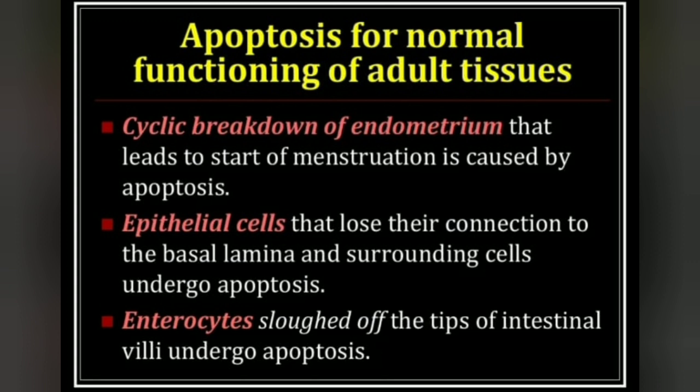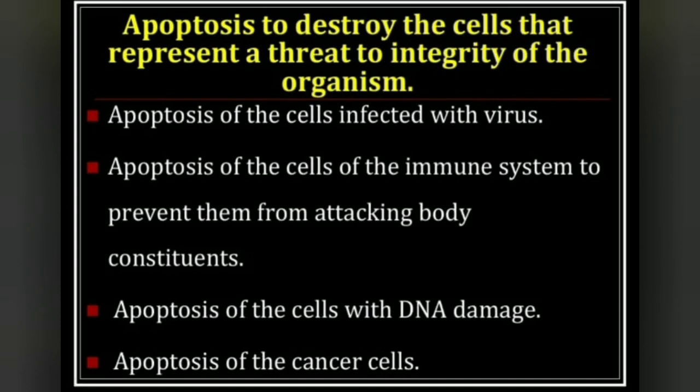In this slide, we will know about apoptosis to destroy the cells that represent a threat to the integrity of the organism. Apoptosis of the cells infected with virus, apoptosis of the cells of the immune system to prevent them from attacking body constituents, apoptosis of the cells with DNA damage, and apoptosis of the cancer cells.